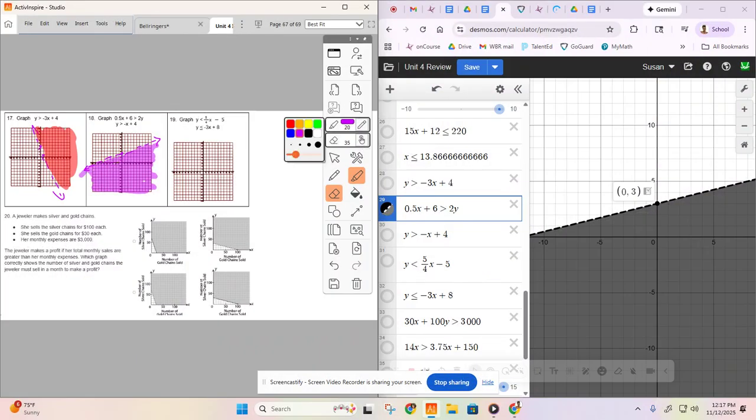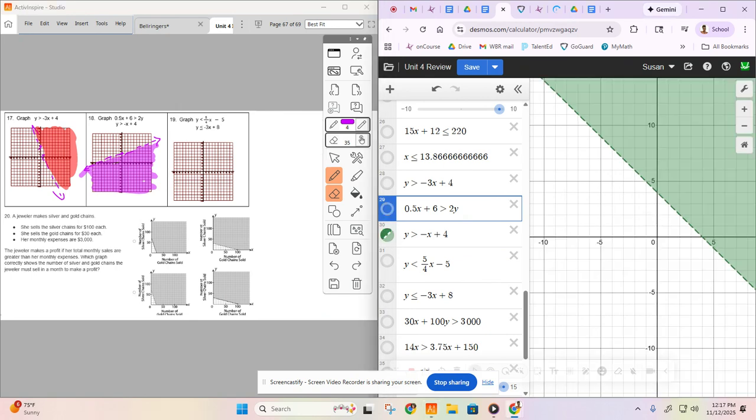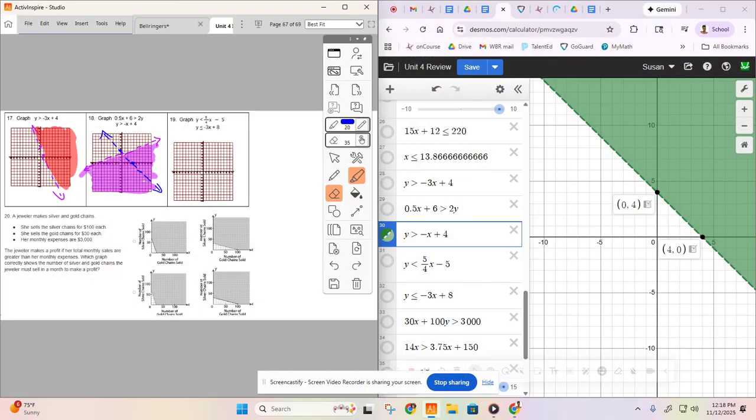All right, the next part of that, the second inequality, I'm going to turn this one off, is y is greater than -x plus 4. I see it crosses at 0, 4 and 4, 0. So 0, 4 is right here, blue, right here, and 4, 0 is here. I see that it is a dashed line, so I'm going to dash the line. I see that it's shaded up to the right of it. So I'm going to shade this part up here.